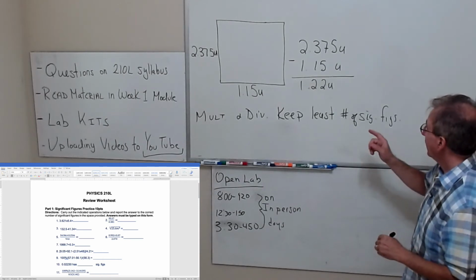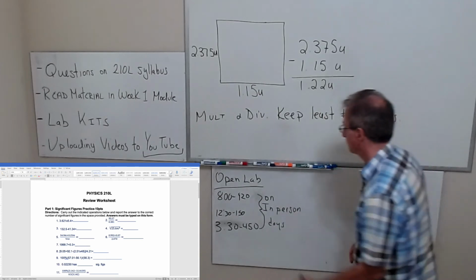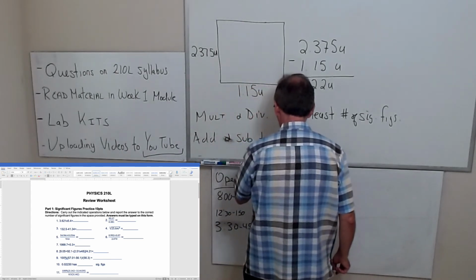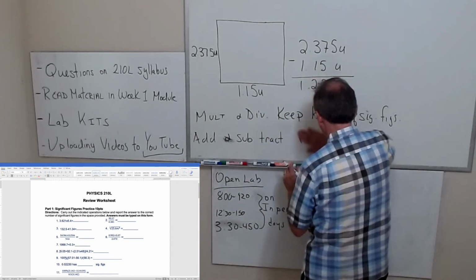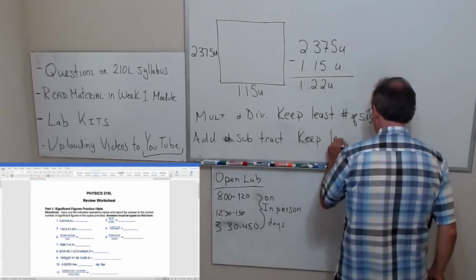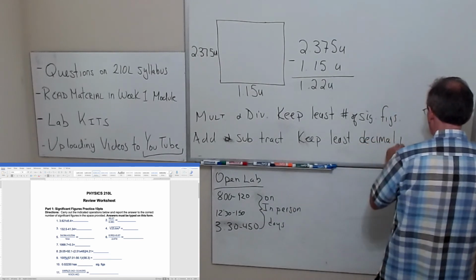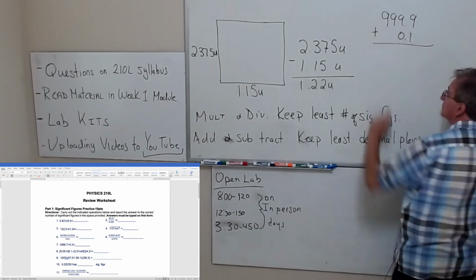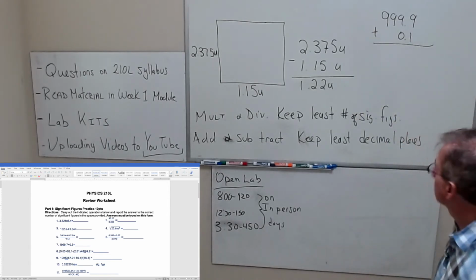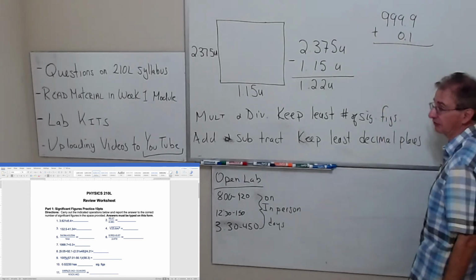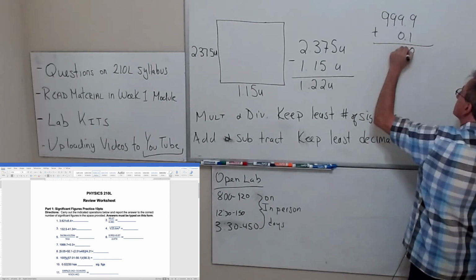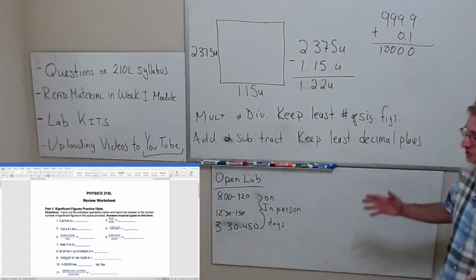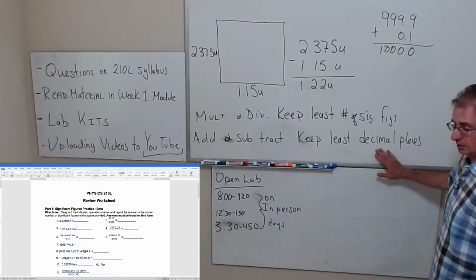So when you add or subtract, you go by the least number of decimal places. So let me give you another example. And I'm going to add these two numbers together. I don't go by sig figs because otherwise my final answer would be one sig fig. But I go by decimal places. This number's to the 10th place. They're all measured to the 10th place. So I go by the least number of decimal places, which is the 10th place.